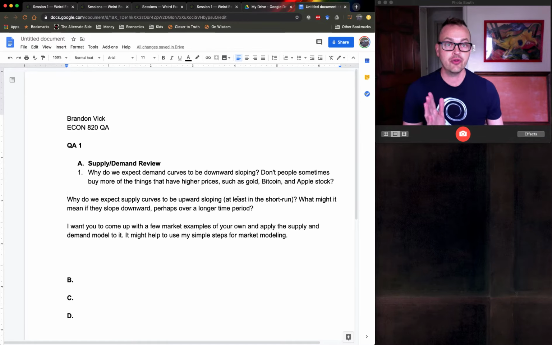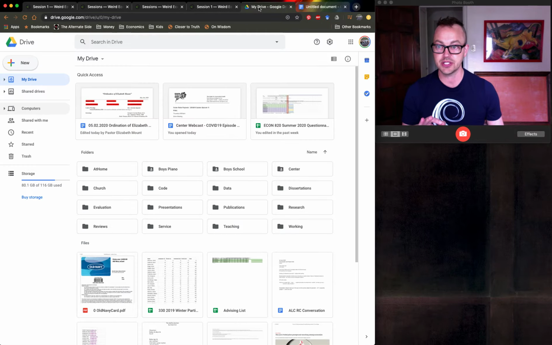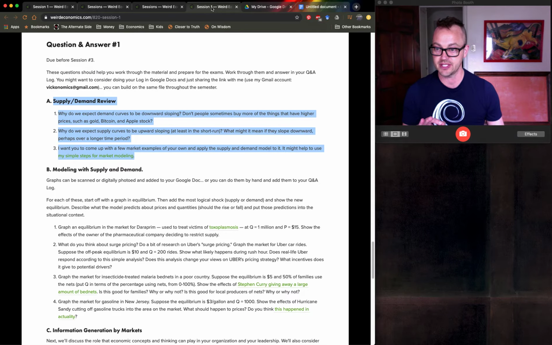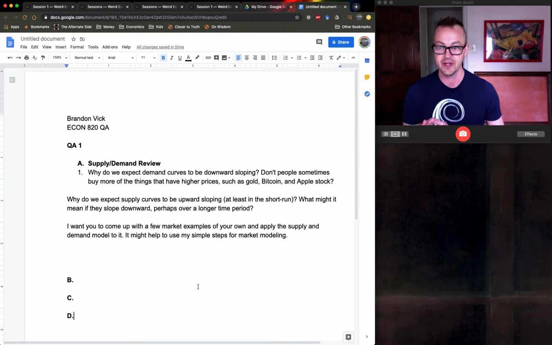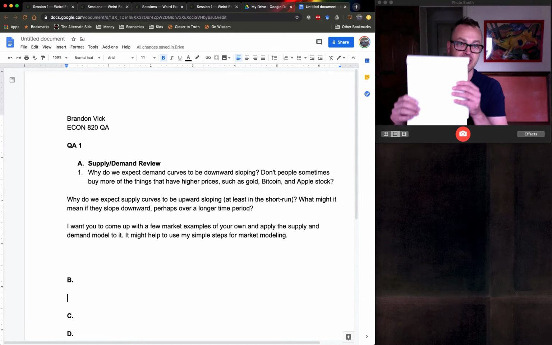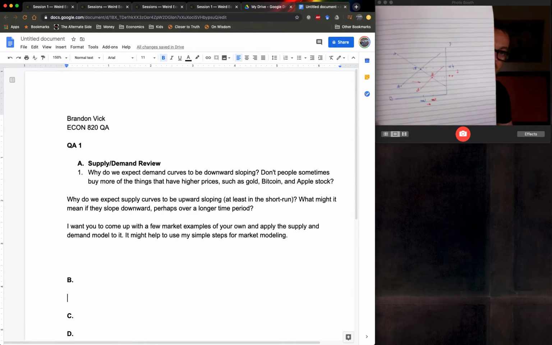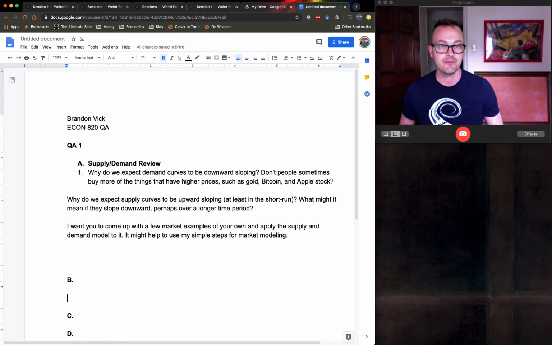Okay, two things that I want to highlight. In the part on modeling with supply and demand, I ask you to do some graphs. I don't necessarily want you to create the graphs using the computer. I'm happy with you making the supply and demand graphs using pen and paper.